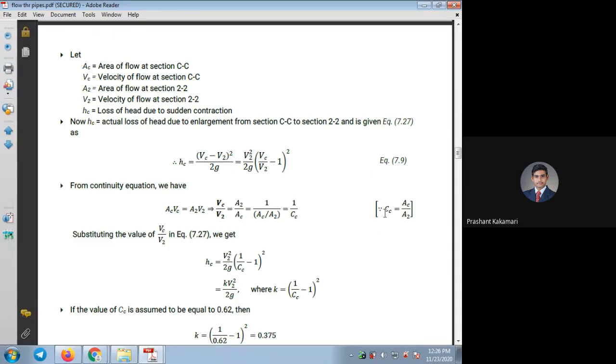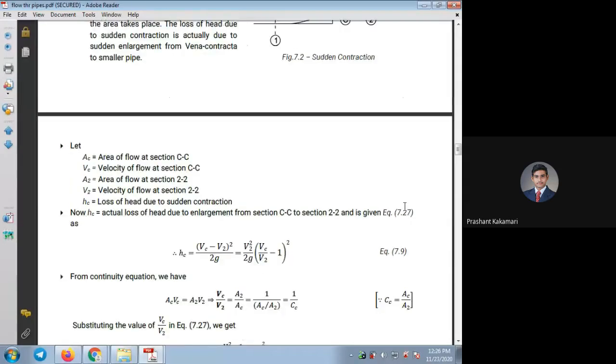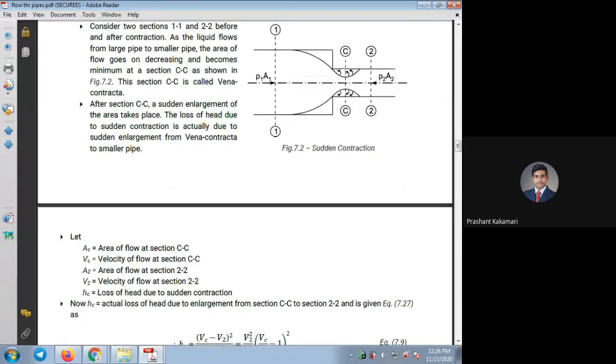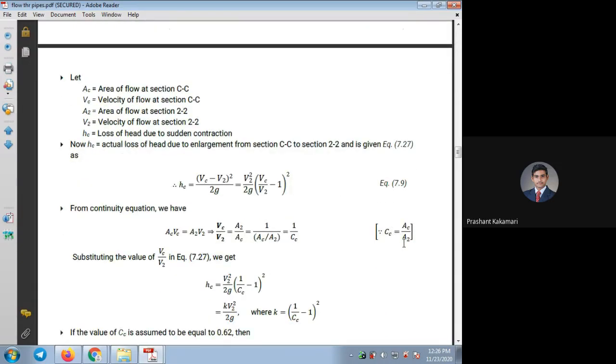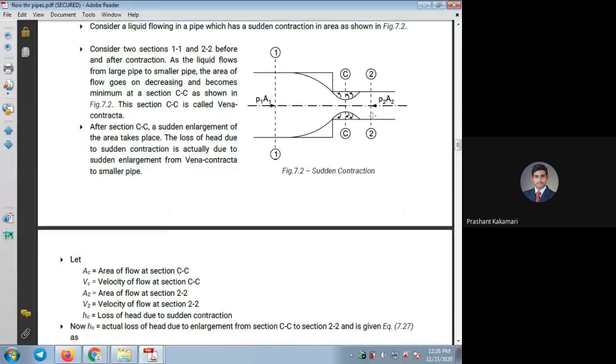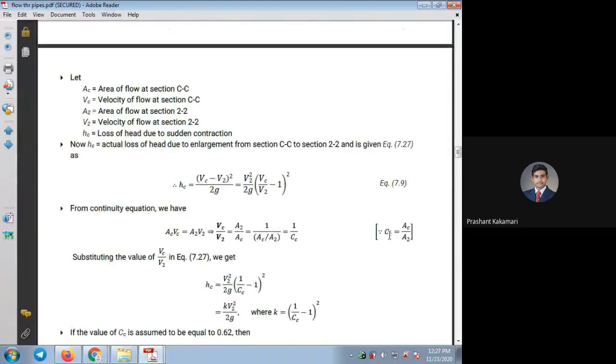Coefficient of contraction, or contracted area, CC, is equal to the area of the flow at CC, the area of the flow contracted. How much it is contracted, that area we require, not the pipe area. So AC divided by A2. A2 is what now? The pipe area. So that ratio, if you know, then I can recall that as a constant CC.